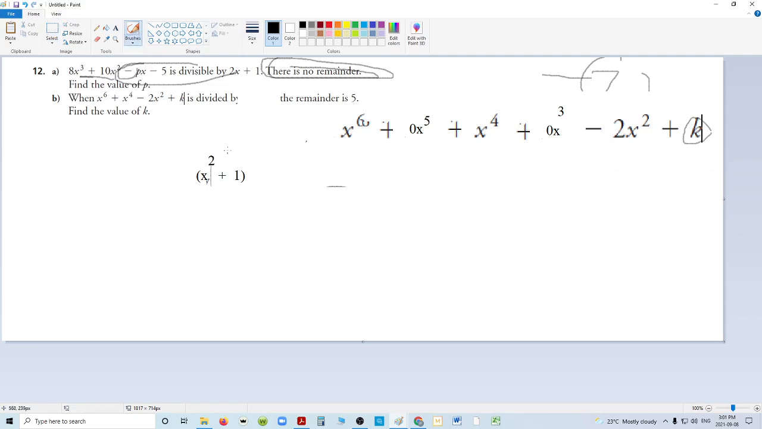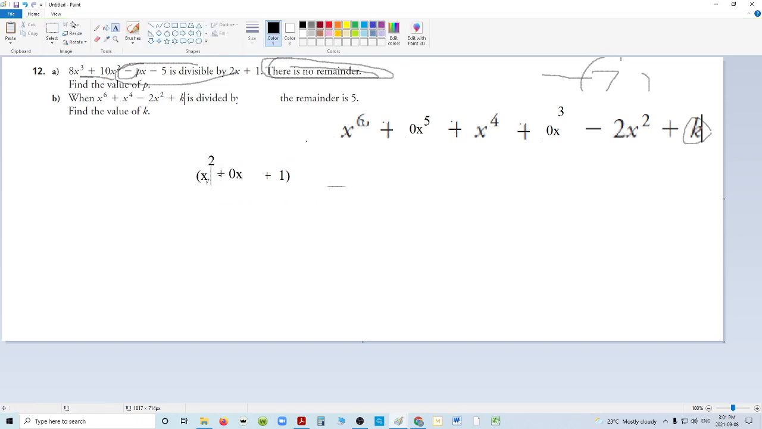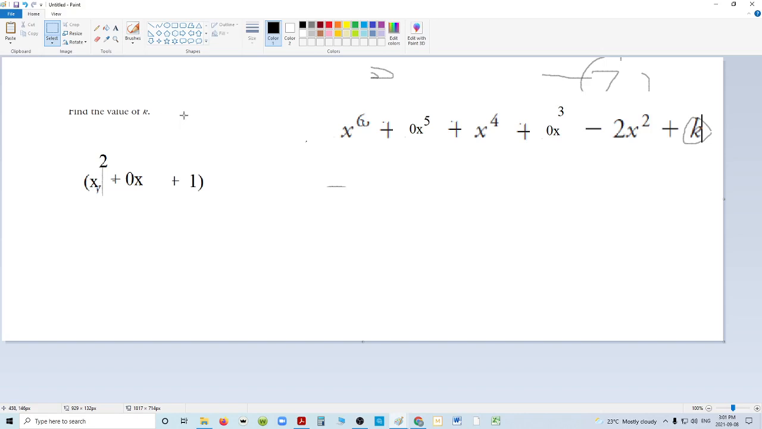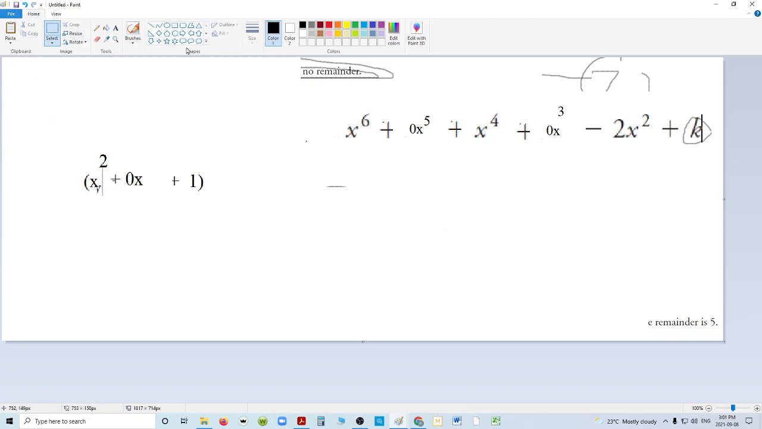All right, so I'm working with x squared plus 1, so we have to put in our missing 0x as well, plus 0x. So you can see they made it fairly complicated. Okay, I'm just going to get rid of the question now that I have it. And I'm just going to remember that I have to come up with a remainder of 5.